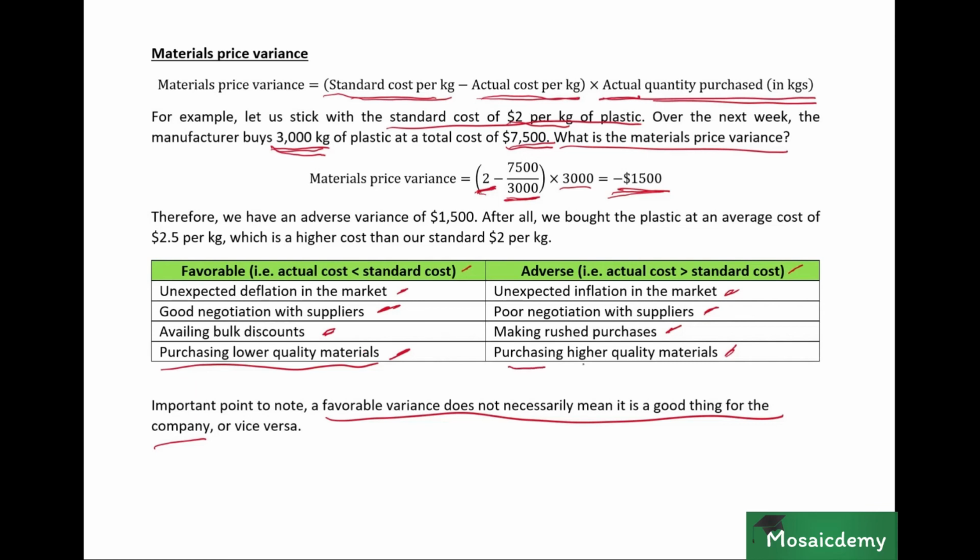Likewise, buying a higher quality material is not a bad thing. Even if you have to pay more for it, it means your end product will be of higher quality as well. So it's not black and white in that we purely look at an adverse variance as a bad thing or a favorable variance as a good thing. We need to dig deeper, analyze, and understand why it's favorable or adverse before we can make that conclusion. So that's the materials price variance.